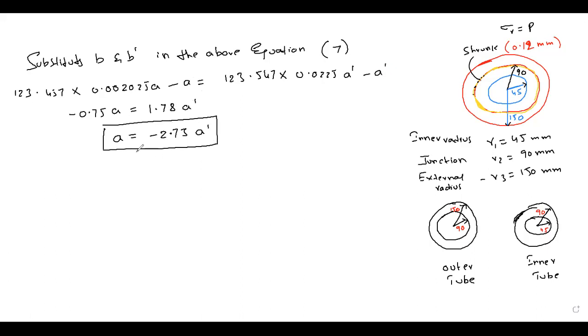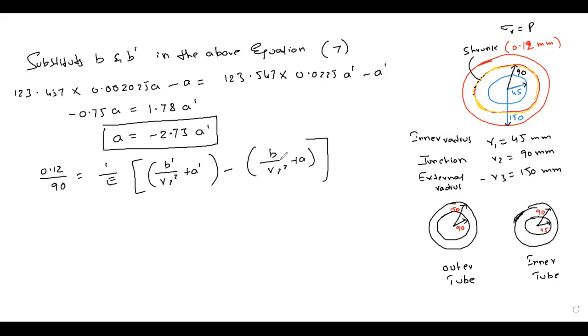So now what we will do is substitute this a value in the above equations to calculate the final thing. What is that equation? 0.12 by 90 is equal to 1 by E of b dash by r2 square plus a dash minus b by r2 square plus a. In this equation, substitute your b value and a value. So let's do that.